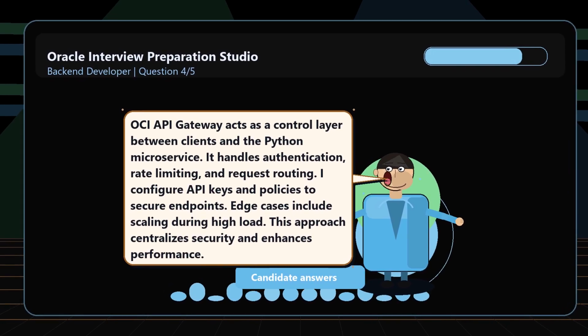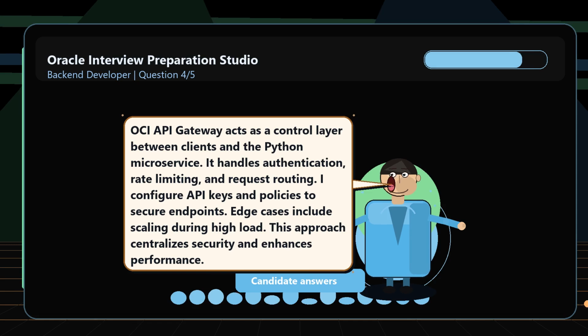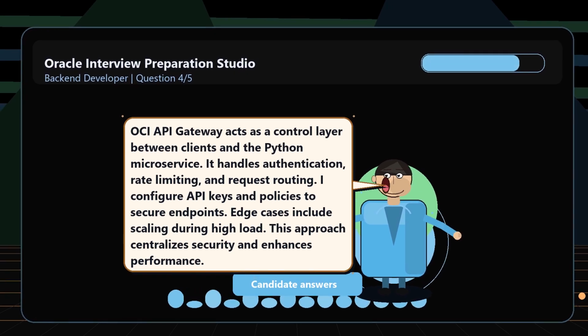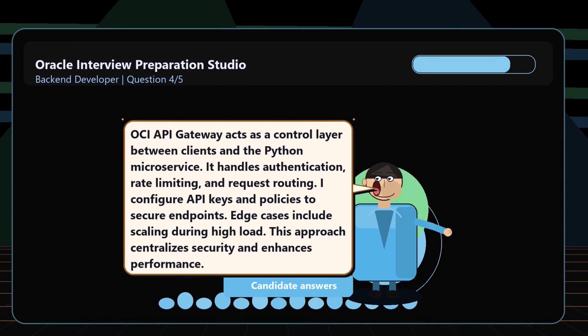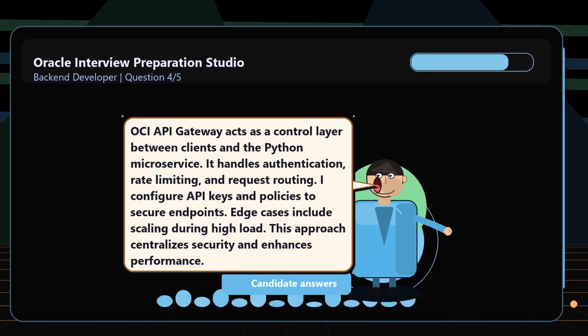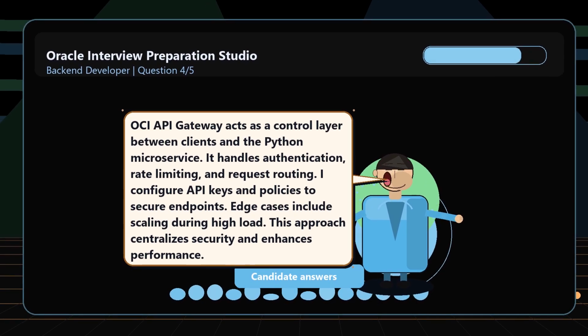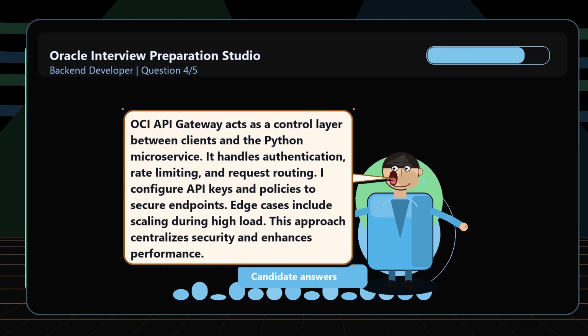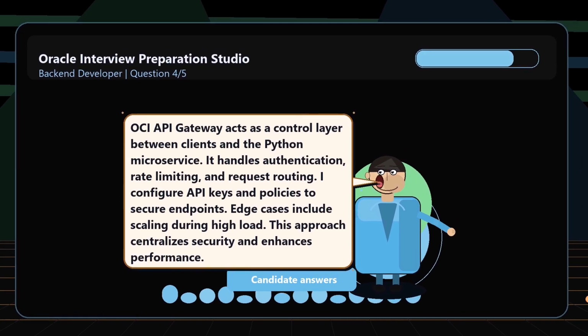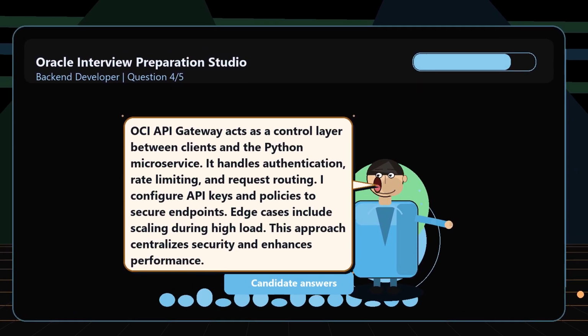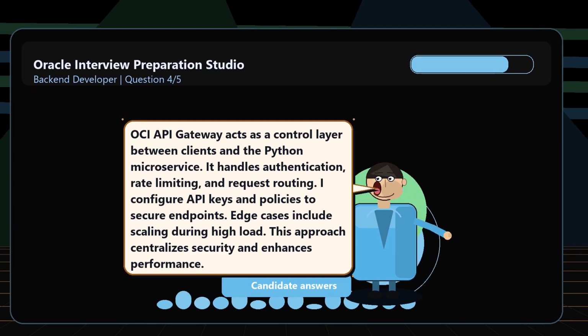The gateway also provides throttling and rate limiting to protect against abuse. One trade-off is potential latency overhead, but it's generally minimal. I monitor usage and scale the gateway or backend as needed to handle spikes. Overall, this setup centralizes security and simplifies management, which is critical in production environments.